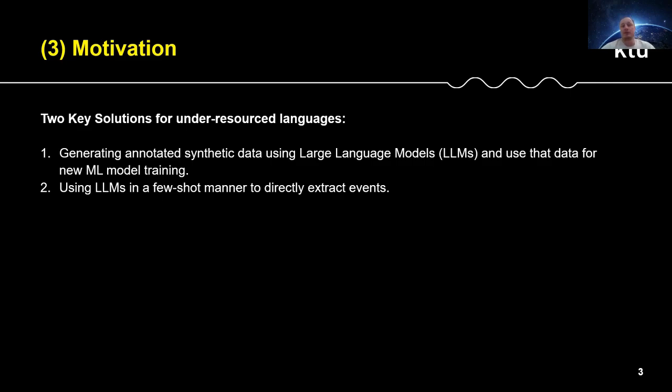So for the first approach, we researched the possibility of using large language models, in this research OpenAI GPT and Google Gemini, and using that data for training a new machine learning model. And as for the second approach, we analyze the possibility of large language models classifying a sentence as an event with few-shot prompting.